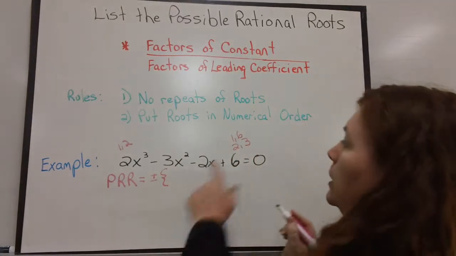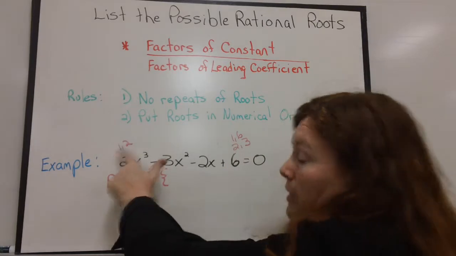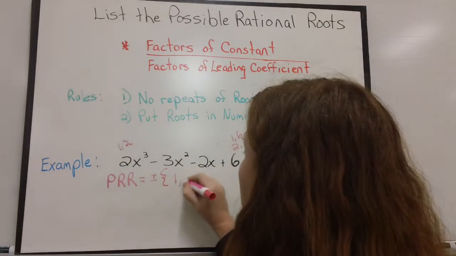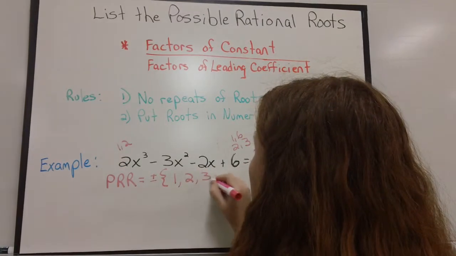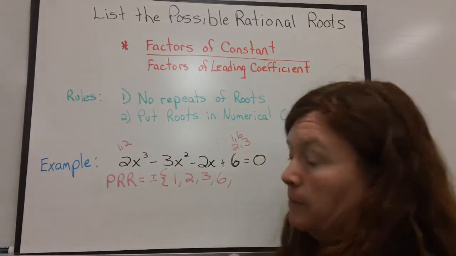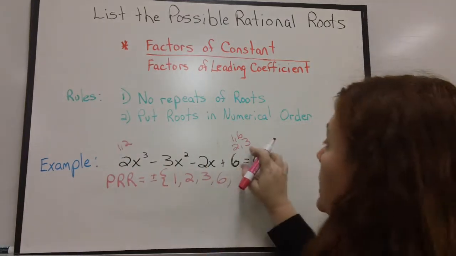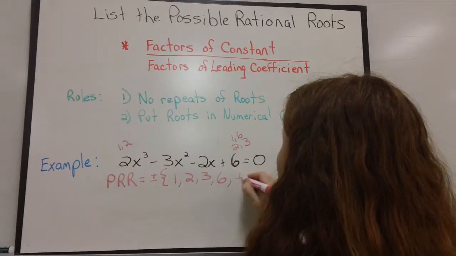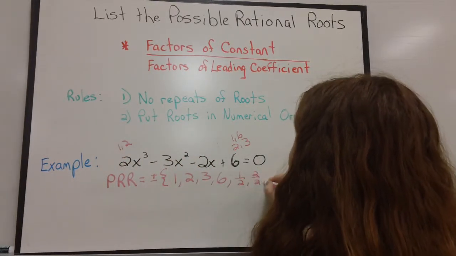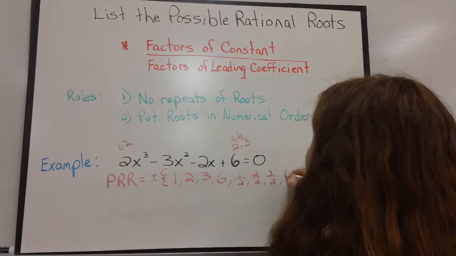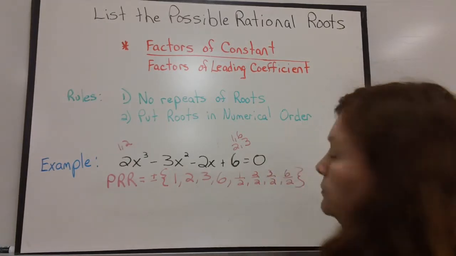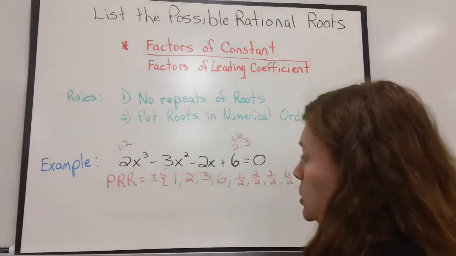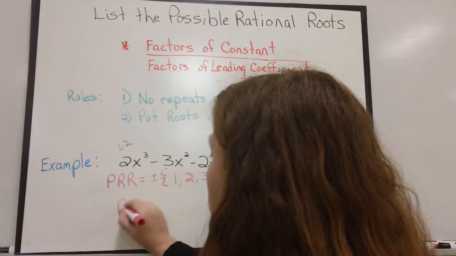All right, I want all of these numbers over 1 and all of these numbers over 2. So I have 1 over 1, 2 over 1, 3 over 1, and 6 over 1. Each of these over 1. Now I'm going to make the fraction of each of these over 2: 1 over 2, 2 over 2, 3 over 2, and 6 over 2. Now, this is my rough draft. This is not my final answer. My final answer will come down here.